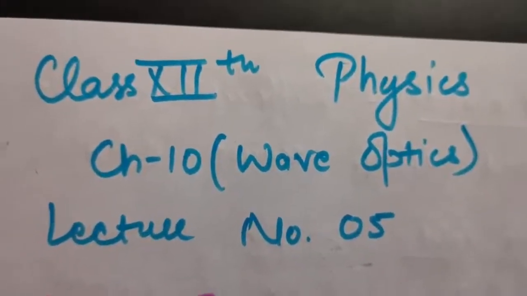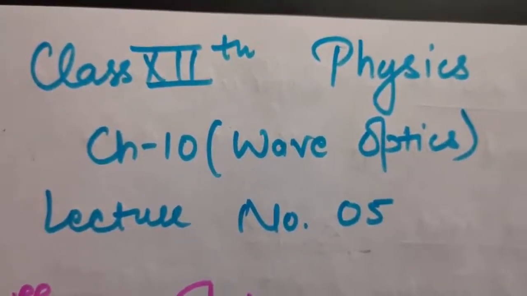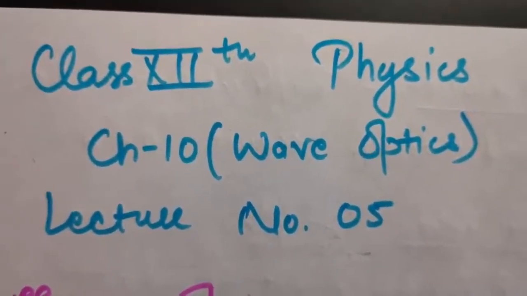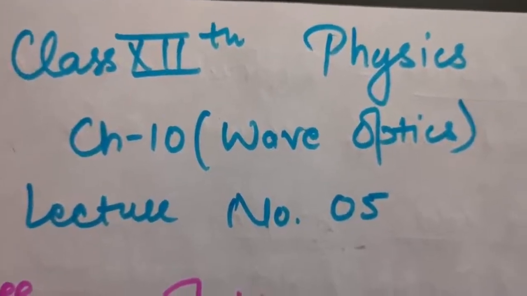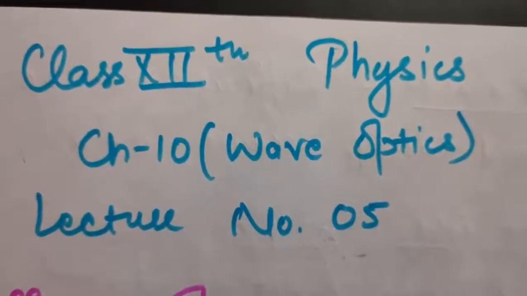So this is your subject physics, chapter number 10, that is wave optics, and lecture number 5. In lecture number 4 we have completed interference. So today we will be starting with diffraction, that is diffraction of light.